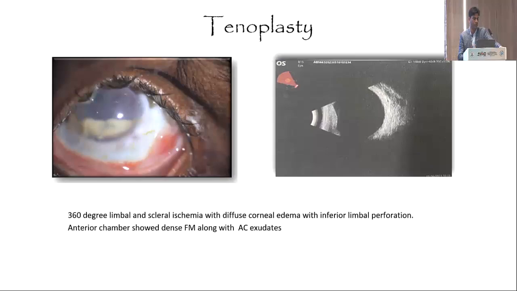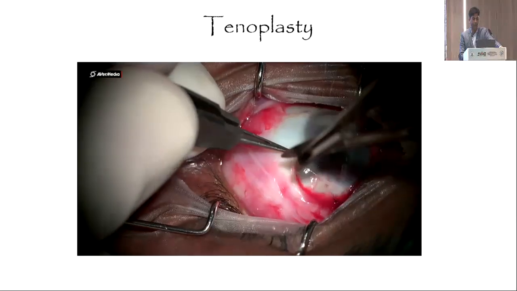So here I am going to present a case. As you can see, there is 360-degree limbal ischemia. It's a young 13-year-old male who presented to us after exposure to lime, and so we decided to do limbal advancement surgery here, and here is the video.